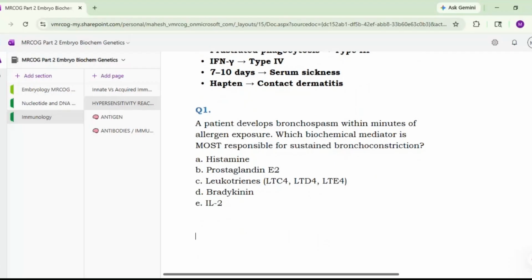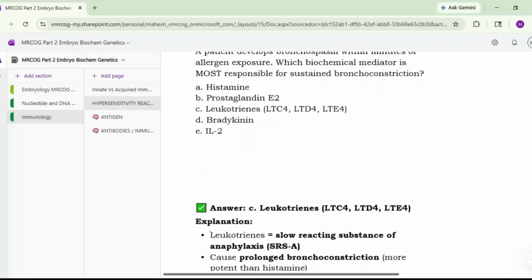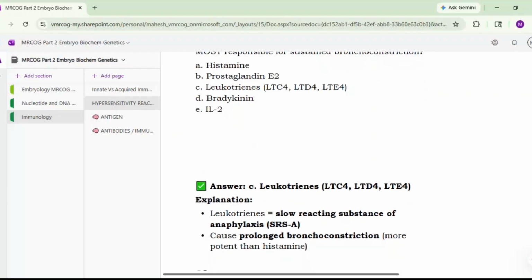A patient develops bronchospasm within minutes of allergen exposure. Which biochemical mediator is most responsible for sustained bronchoconstriction? Histamine, prostaglandin E2, leukotrienes, bradykinin, or interleukin 2? The long-acting, sustained, most responsible. It's leukotrienes: LTC4, LTD4, LTE4. Leukotrienes are the slow reacting substance of anaphylaxis, SRS-A. They cause prolonged bronchoconstriction and are more potent than histamine.